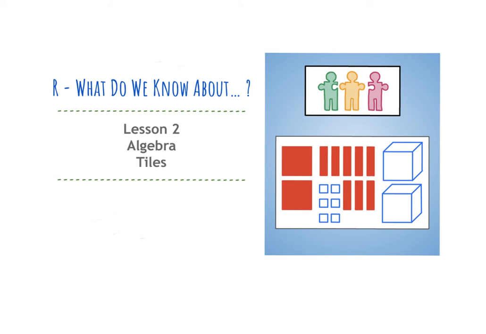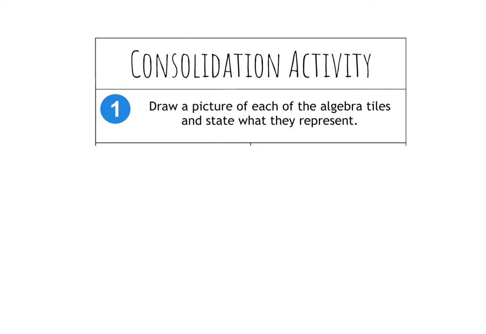This is our video tutorial for Unit R Lesson 2, which is about algebra tiles. The first question in our consolidation asks us to draw a picture of each of the algebra tiles and state what they represent. We know that the small little squares represent the number 1. So when we have a red small square, we know that's going to be positive 1, and when we have a blue one, it's going to be negative 1.